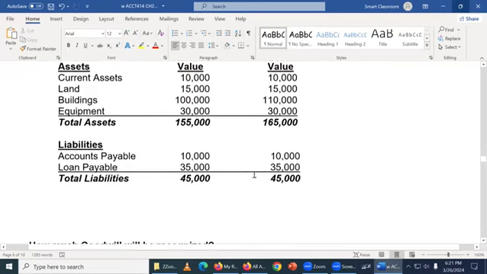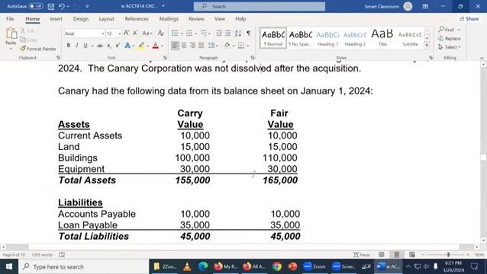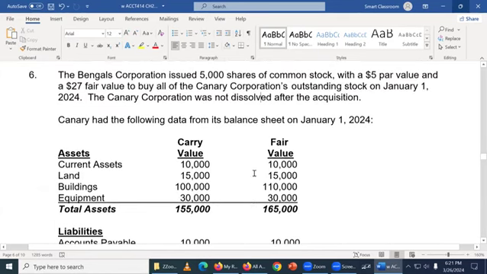Okay, so let's take a look here. They issued 500 shares of common stock with a $5 par value. So $5 is the minimum we could sell the stock for, but the stock is trading at 27.